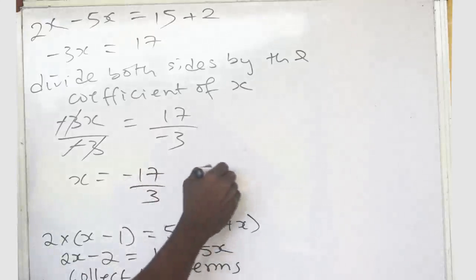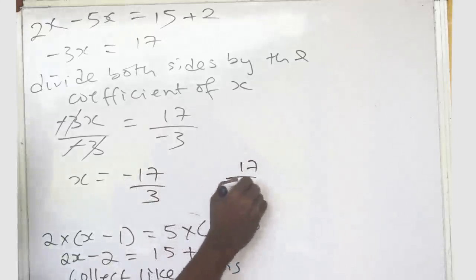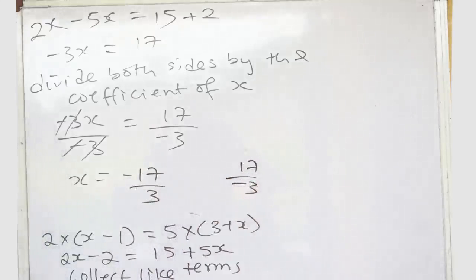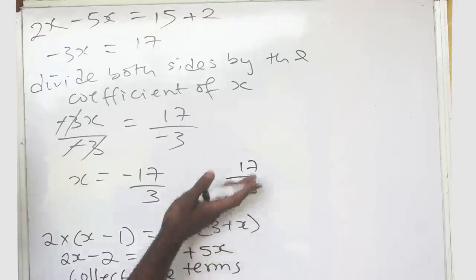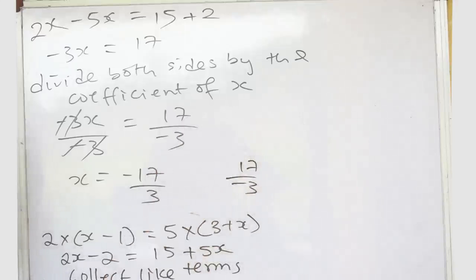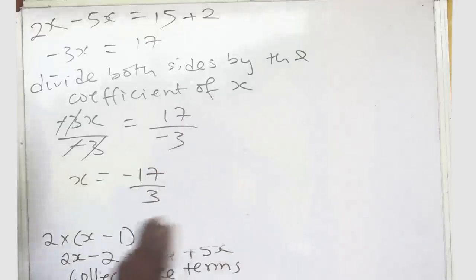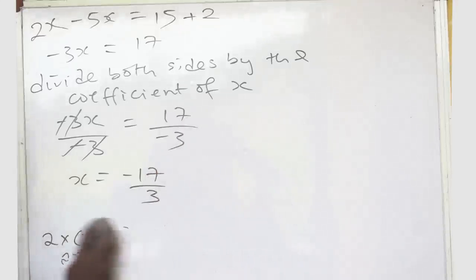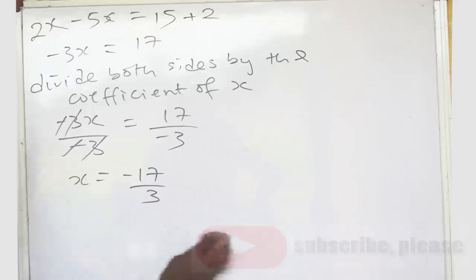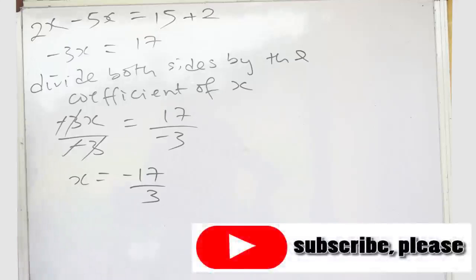So some of you leave it like this, 17 over minus 3. No. Minus does not stay at the denominator. We take it up to the numerator. So be warned. If you write this, a mathematician might still give you the answer, but he or she will consider you as an amateur in mathematics. So be warned. This is the best way to go about it.